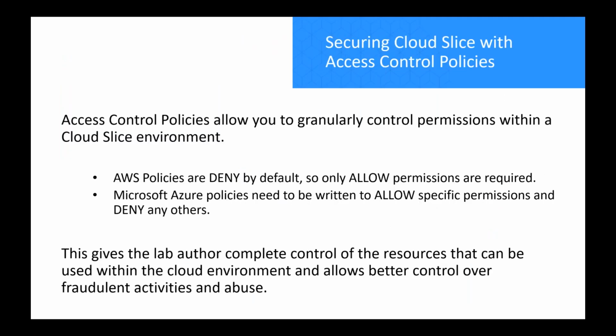Now, let's take a look at something that's very, very important here, which is securing Cloud Slice. One of the challenges with the cloud is that you have access to an immense amount of resources, right? You've got, for example, virtual machines. You can build virtual machines ranging from one processor and a half gigabyte of RAM to AWS now has servers that have up to 24 terabytes of RAM, 128 processors, right? One of the things, obviously, those are very expensive resources.